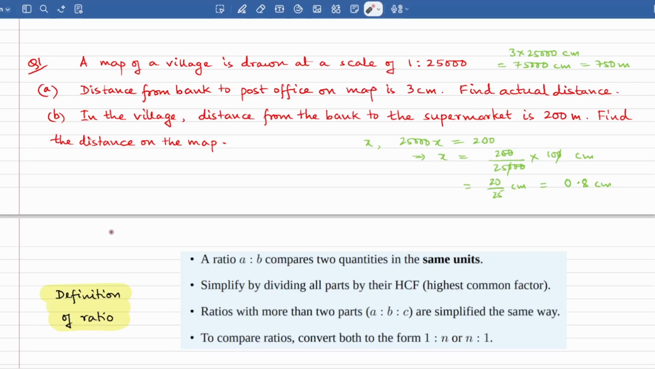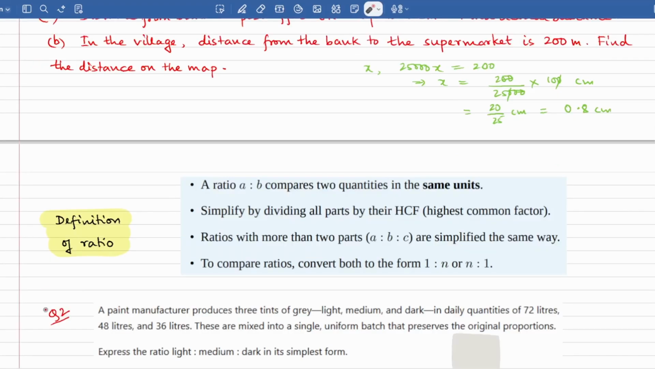If you are comparing ratios, try changing them into the format of 1 is to n or n is to 1. That makes it easier to compare. For formats of 1 is to n, if the denominator is smaller, then the overall ratio is larger. For formats of n is to 1, if the numerator is larger, then the overall ratio is larger. These properties of ratios are directly derived from the properties of fractions, so I don't think you should have any trouble with it. Okay, let us do a problem.